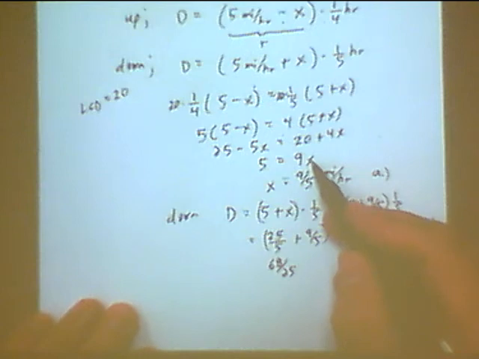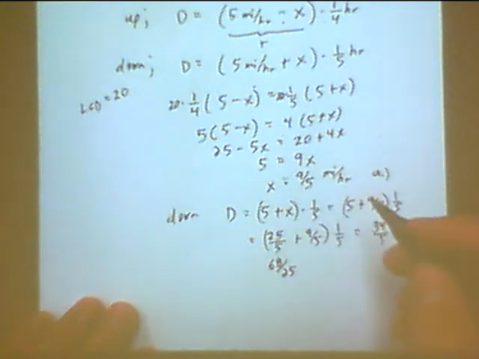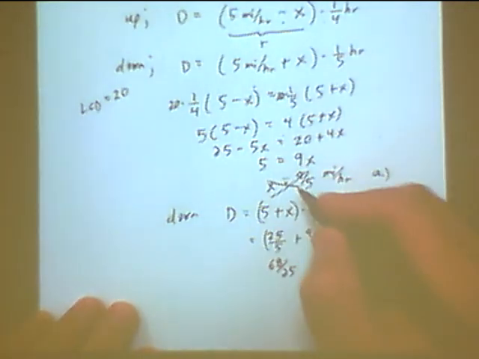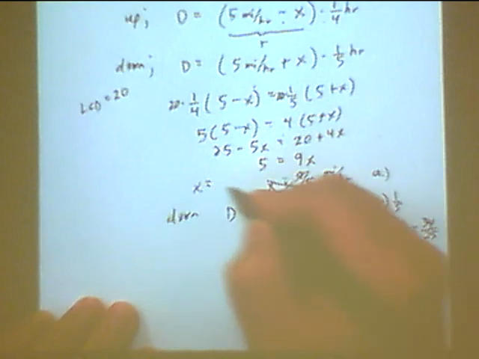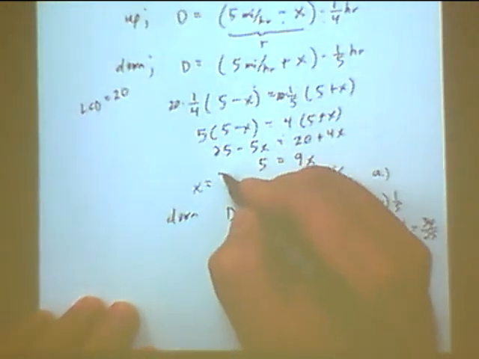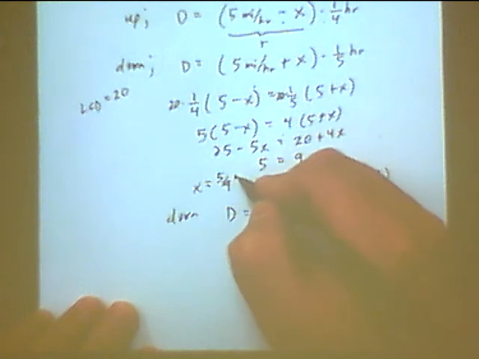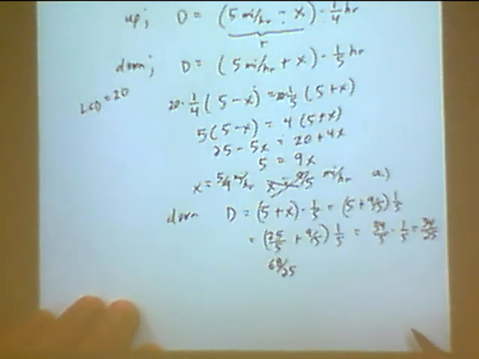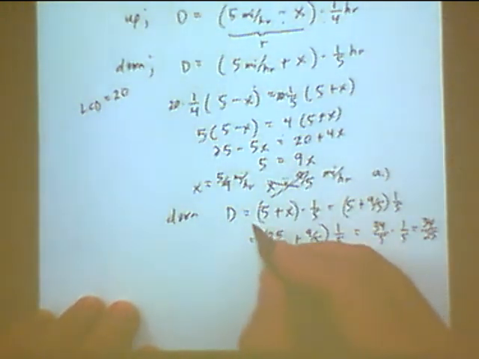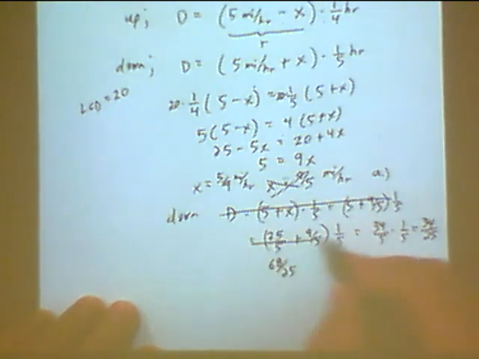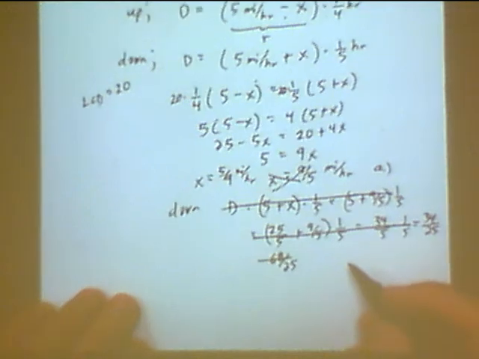Look up here. When I calculated x, I said divide by 9 and wrote 9/5. Well, when you divide by 9, you have 5/9. So now, let's redo my distance. So this just proves to you none of us are perfect.